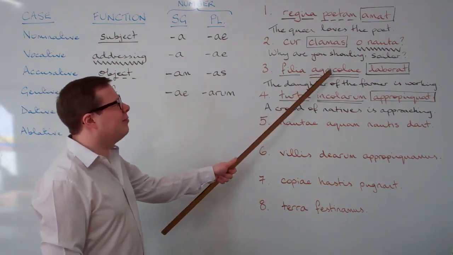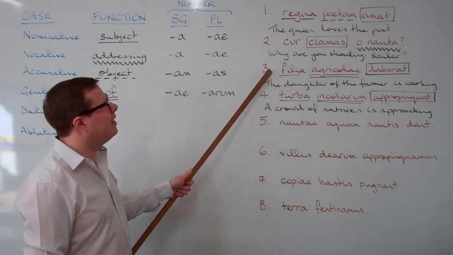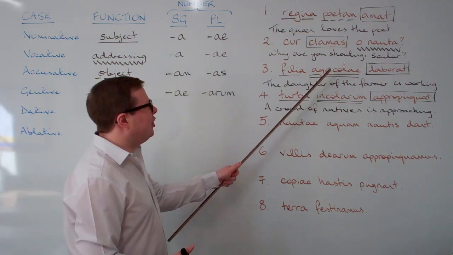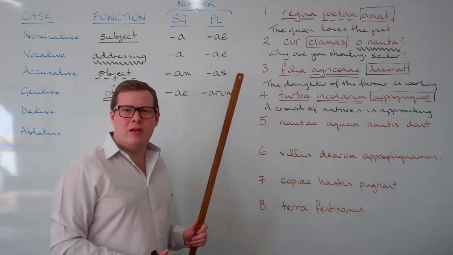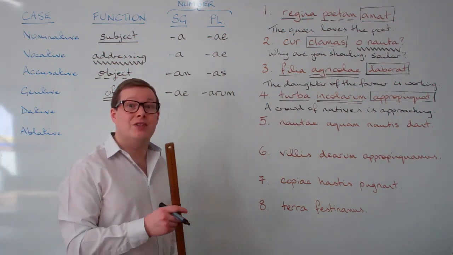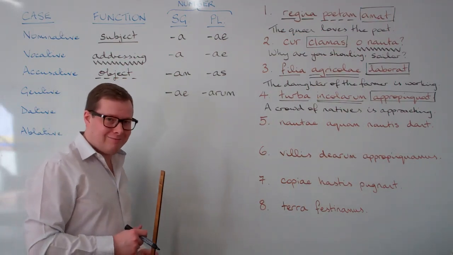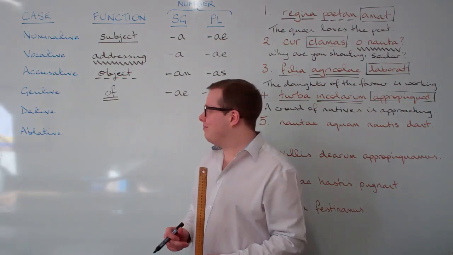If agricolai were the subject, it would be much more likely to come here at the beginning of the sentence. Also, if agricolai were the subject, what would the filia be doing over here by itself? It wouldn't make any sense. So where in doubt, use your brain. Always a good idea when studying Latin.